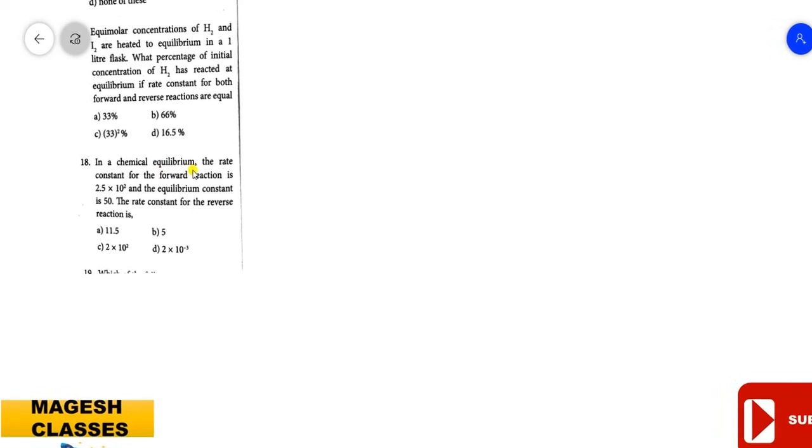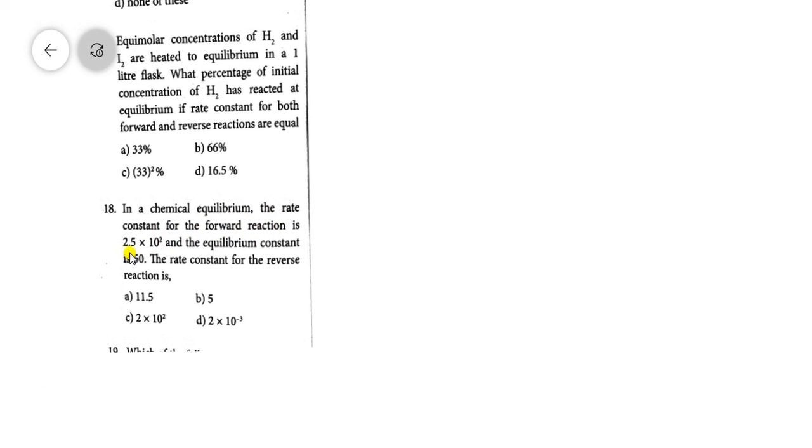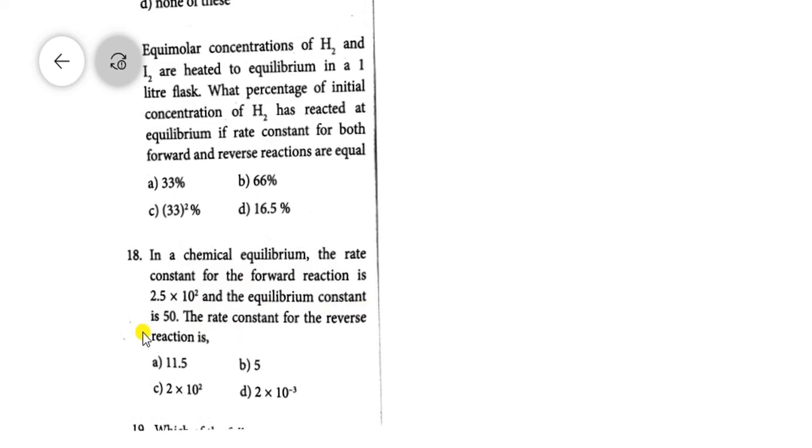Question number 18. In a chemical equilibrium, the rate constant for the forward reaction is 2.5 into 10 power 2 and the equilibrium constant is 50. The rate constant for the reverse reaction is? It's a basic question. We know that Kc is equal to the rate constant of the forward reaction divided by the rate constant of the backward reaction. Kf is given, that is Kf is equal to 2.5 into 10 power 2, and the equilibrium constant Kc is given, it is 50.